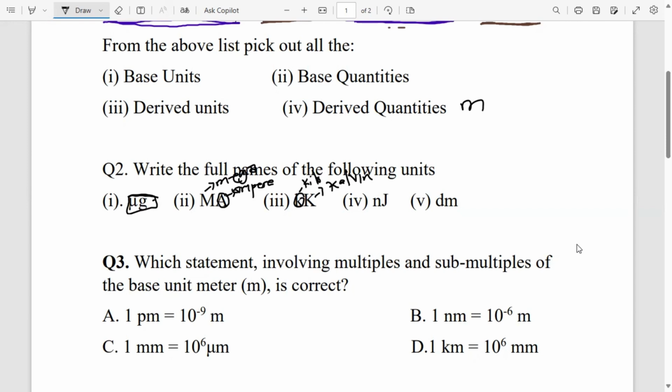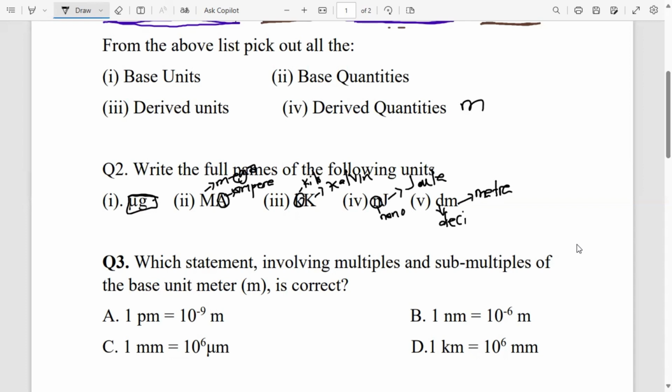Okay, and we have the fourth one. The small letter n in units and measurements is for nano, whilst the capital J is for joule. Okay, and then the small letter d is for deci. And the small letter m is for meter, like that.